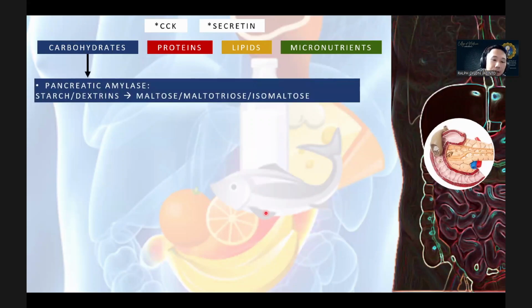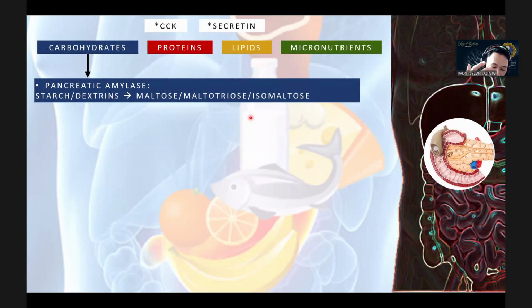Okay. So, with regards to the duodenum, this is the main organ or main region for the digestion of your carbohydrates, proteins, and lipids because this is where your pancreatic enzymes are secreted. With regards to your carbohydrates, you have your pancreatic amylase, which would now break down your starch or glycogen into maltose, maltotriose, isomaltose. But again, eventually, these things are not in their absorbable forms.